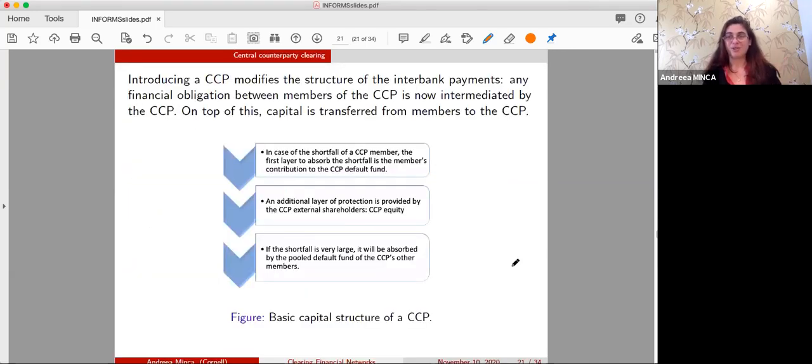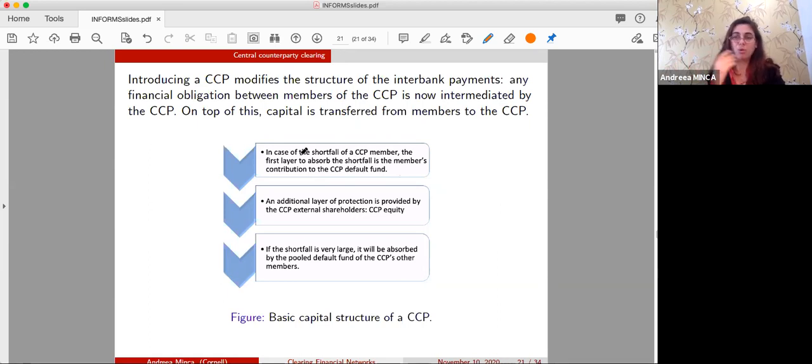Now, other considerations when we introduce a clearinghouse are not just about the price. It is also about the counterparty risk, because remember, a clearinghouse is going to introduce a single point of failure. So the clearinghouse is also going to be equipped with a capital structure. There is capital that is transferred from the members of the CCP to the CCP, and this is called the waterfall procedure. What happens in case there are large losses? How are they going to be absorbed? In case a CCP member is unable to pay, then the first layer to absorb the shortfall is the member's contribution to a default fund.